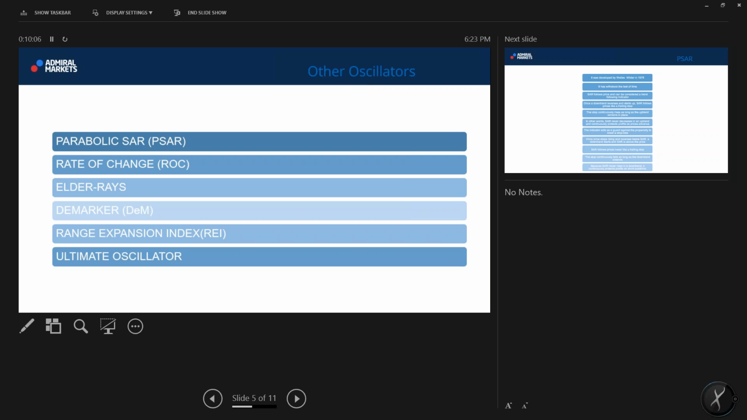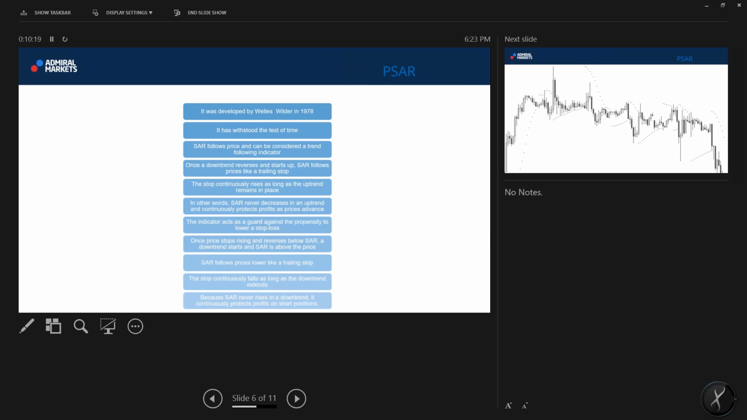We will not go through all of these different oscillators, but of course we will mention what are the most important for traders, especially traders who would like to trade our RAI system. So first we will start with PSAR.